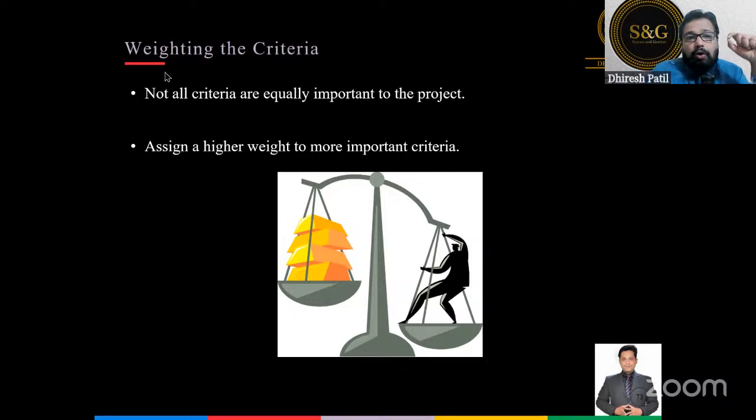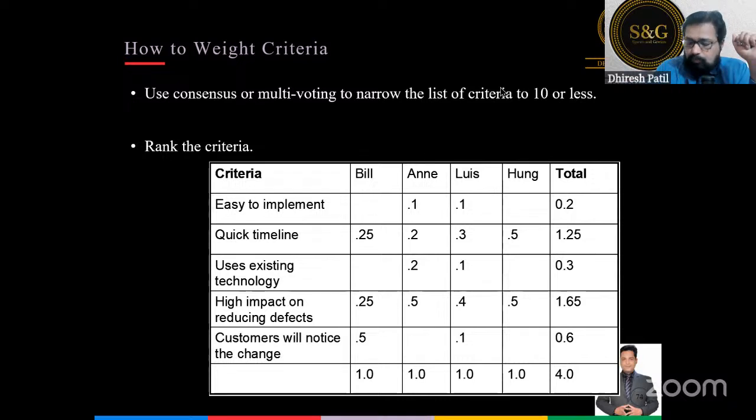Not all the criteria are equally important to the project, because 80-20 will be applicable here as well. So assign the higher weight to the more important criteria. I'll give you examples so that you can understand how to give the weightage to the criteria. In this particular case, they have decided 6 criteria. This example will give you some clarity.